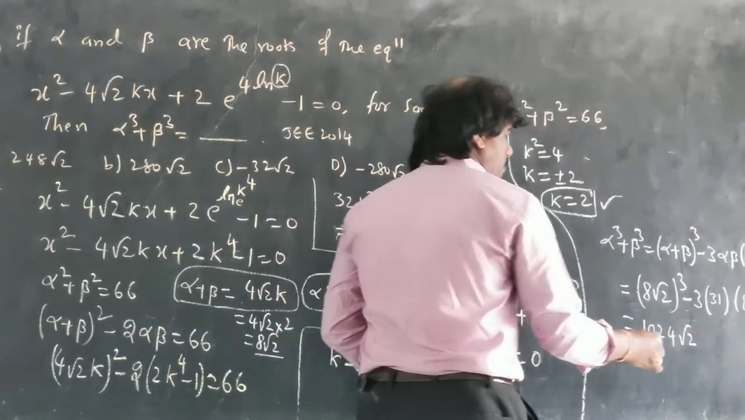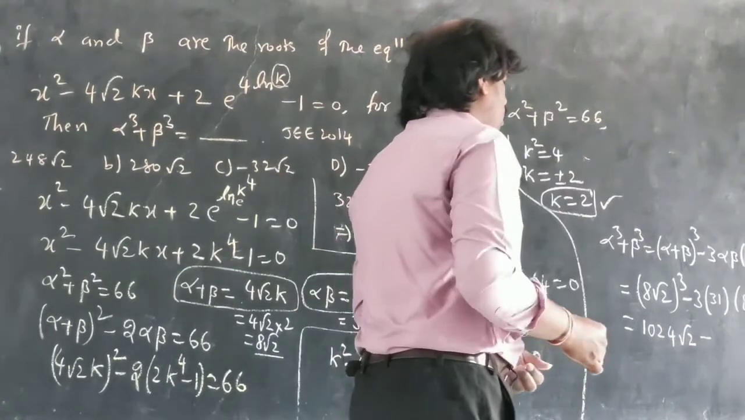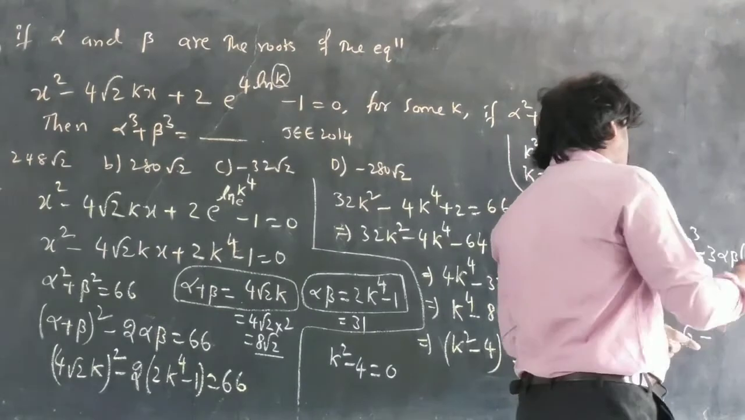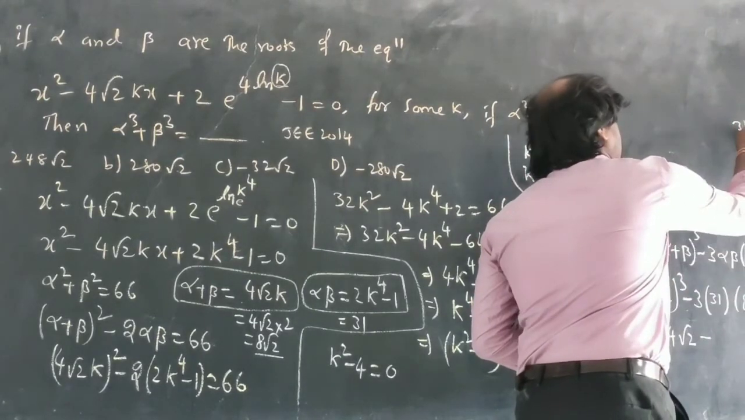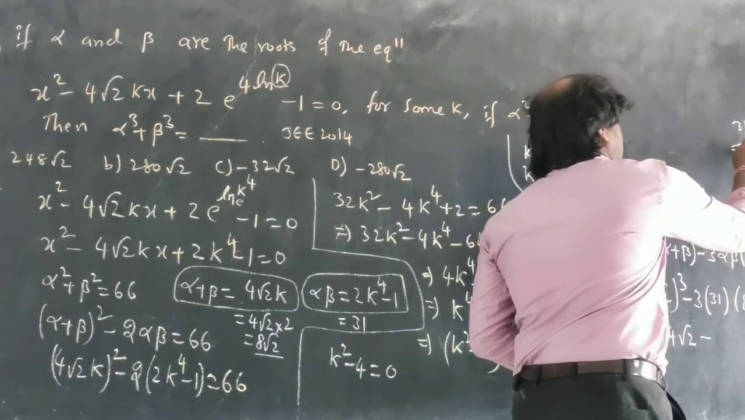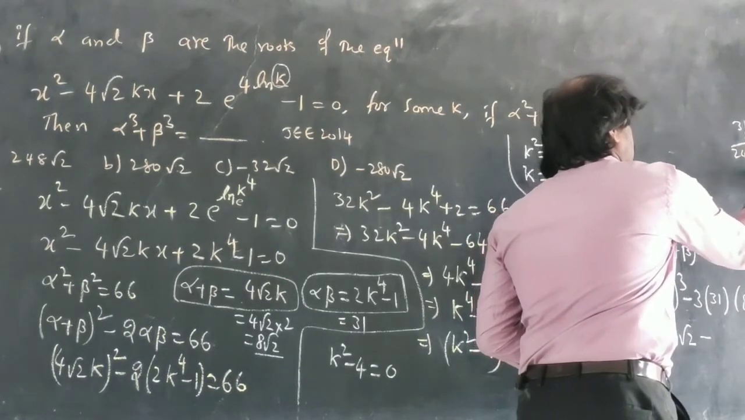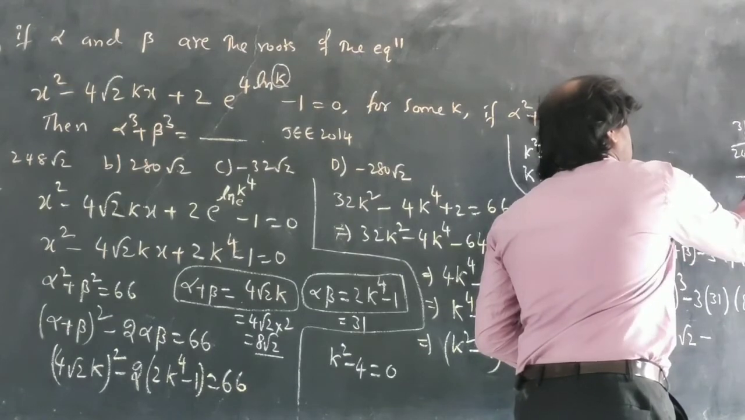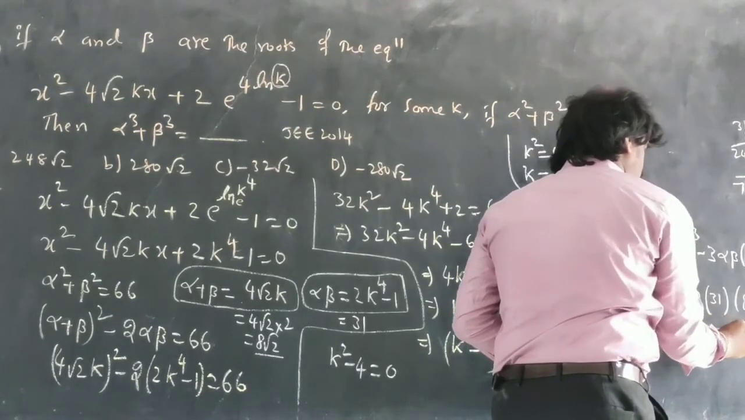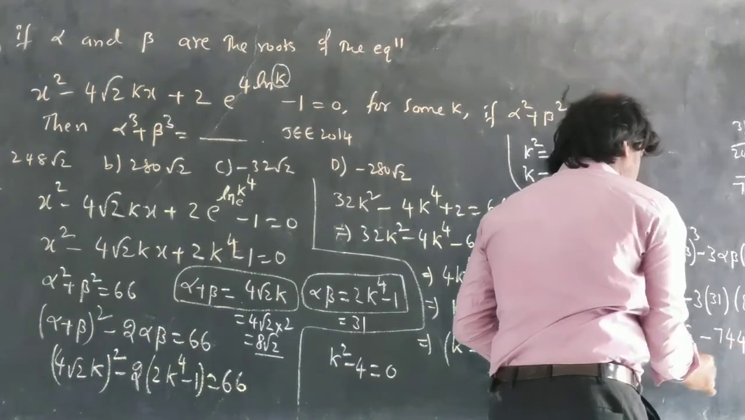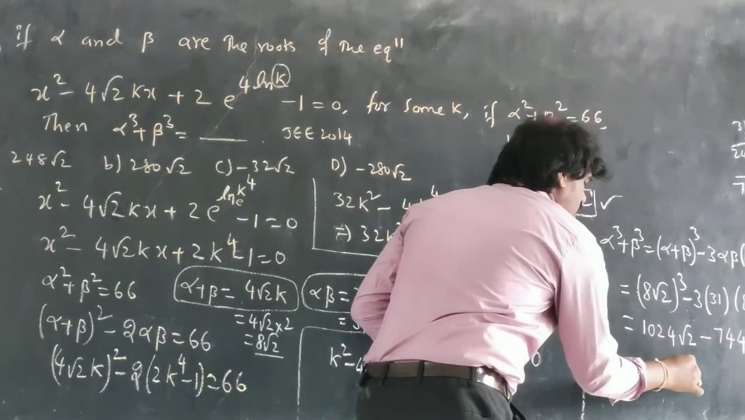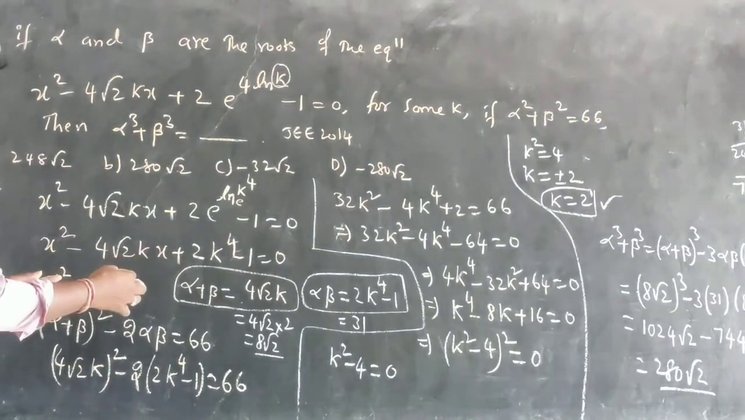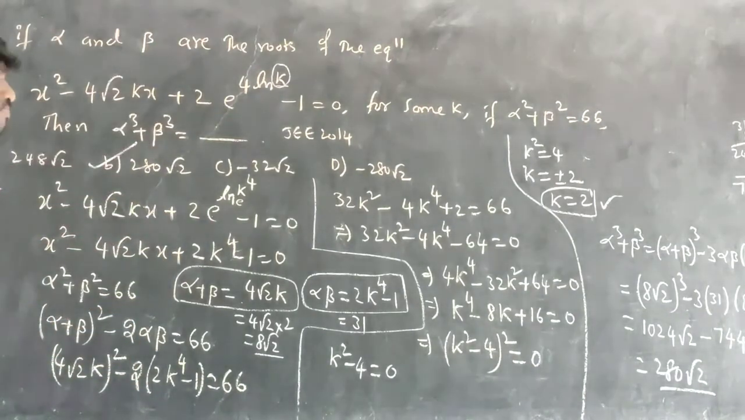1024 root 2 minus, now I need to multiply 31 into 8: 8 ones are 8, 8 threes are 24, 3 fours are 12, 13, 14, 744. So 744 root 2, and just subtract, and this is 280 root 2, which is the answer. I did not write the options, I wrote the answer. So B is the right answer.